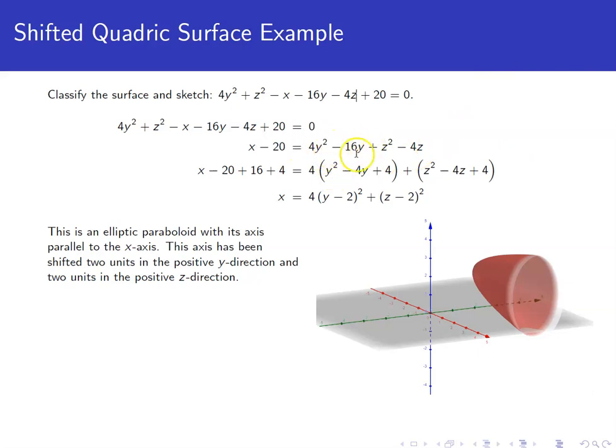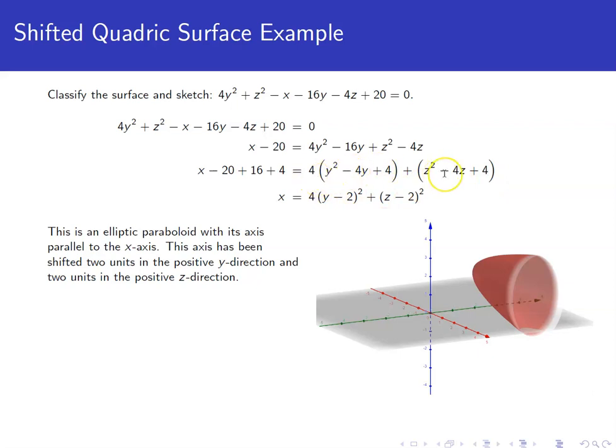Completing the square on the y pieces, we'll factor out the 4. When we factor out a 4, we're left with a minus 4y. So to complete the square, I'm going to divide this by 2 and square it to get a plus 4. Likewise, over here, I need to divide the 4 by 2 to get 2, square to get 4.